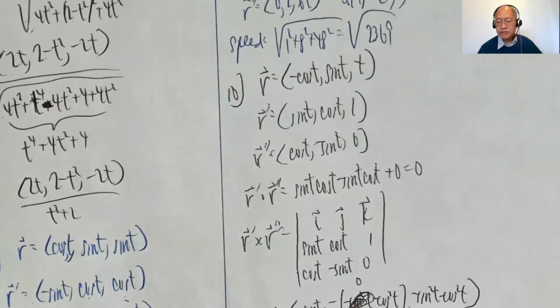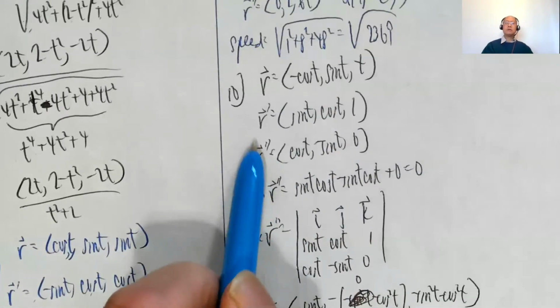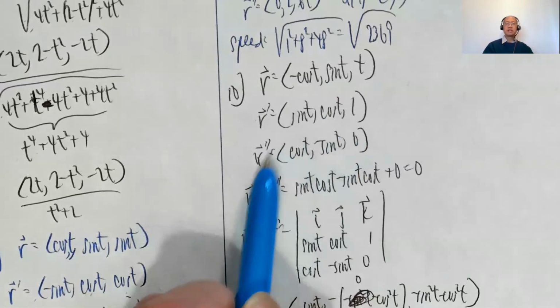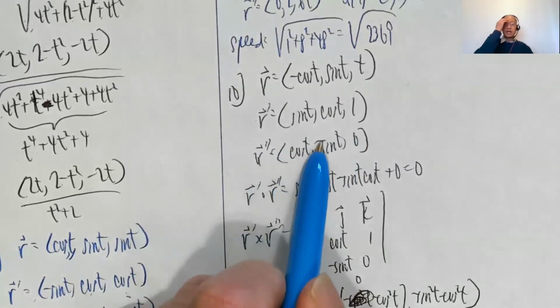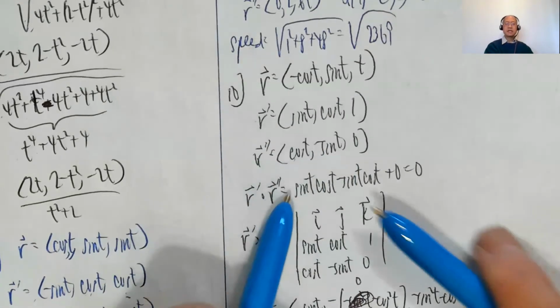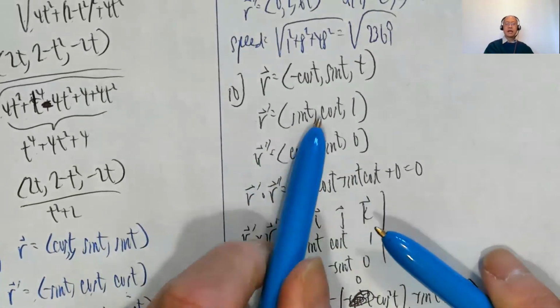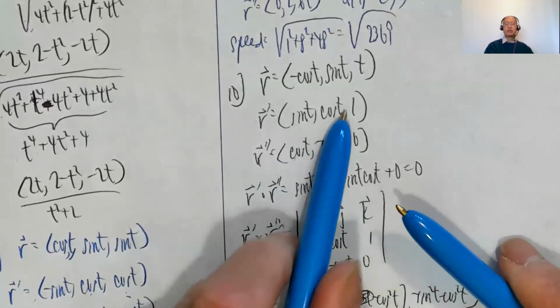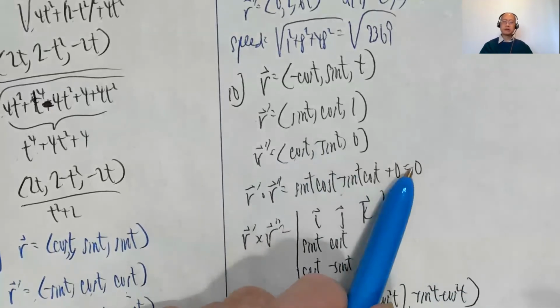And finally 10, this is given r. Derivative of r: sine t, cosine t, 1. Second derivative is cosine t, negative sine t, 0. Dot product, that times that, sine t cosine t. That times that is minus sine t cosine t. They're going to cancel out. Plus 1 times 0, which is 0. So the answer is 0.